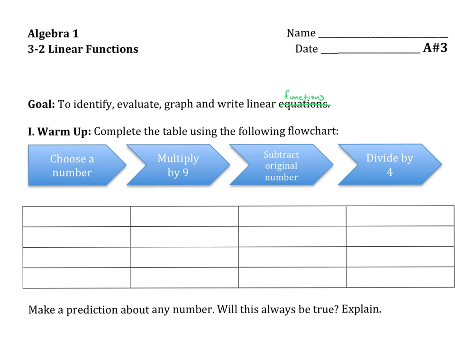I'll do one example here. Let's say I choose the number 7. Now I'm going to multiply by 9. Then I'm going to subtract the original number to get 56. And then divide by 4 to get 14. You keep doing that with any number.